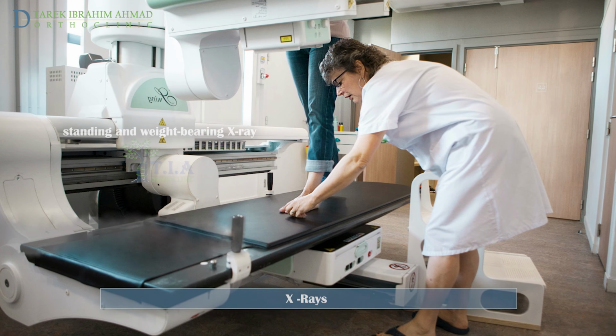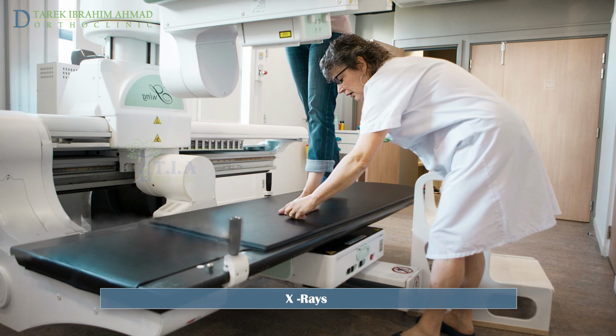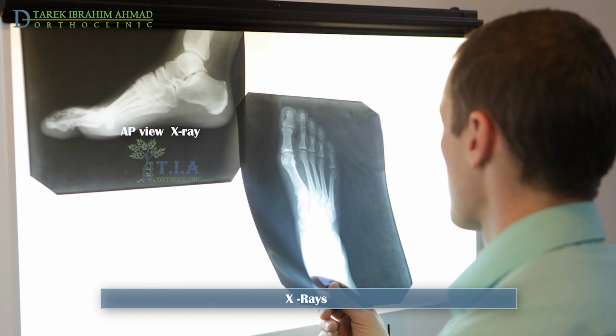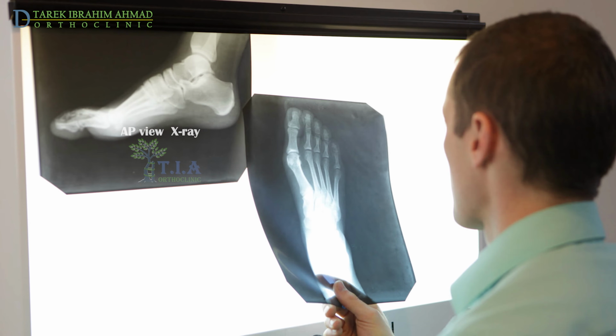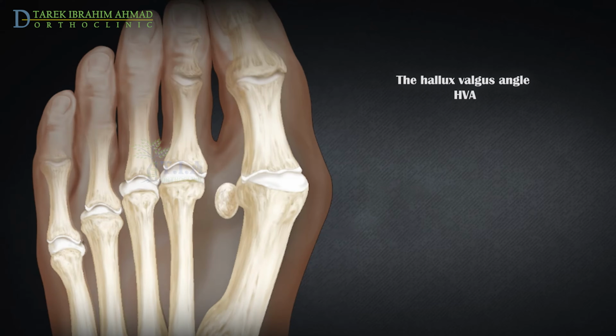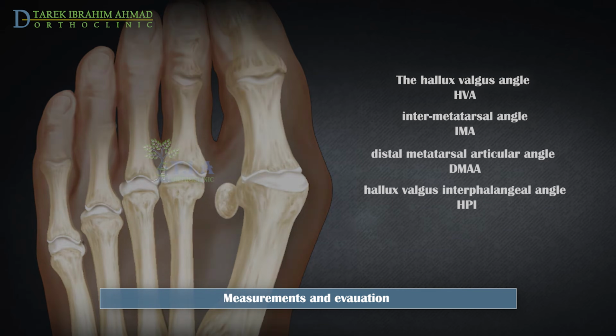Hallux valgus evaluation. The main investigation used to assess the level of hallux valgus is plain radiography. Radiographic measurements should be performed on an anteroposterior weight-bearing view. The most common measurements include the hallux valgus angle, HVA, the intermetatarsal angle, IMA, the distal metatarsal articular angle, DMAA, and hallux valgus interphalangeus, HVI.